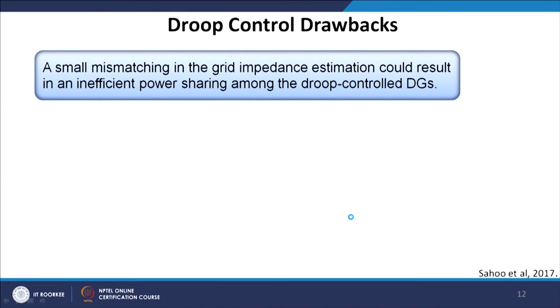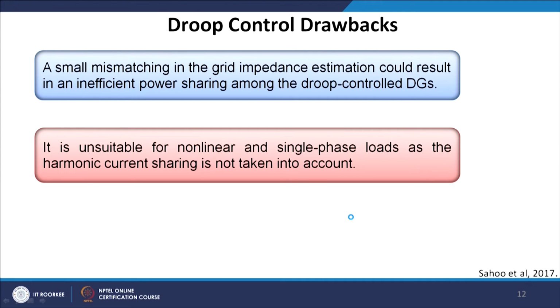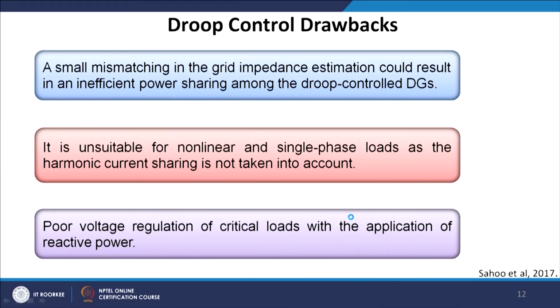Droop control drawbacks. What are the major problems or limitations of droop control applications? A small mismatch in the grid impedance estimation could result in inefficient power sharing among the droop controlled distributed generators. It is unsuitable for nonlinear and single phase loads as the harmonic current sharing is not taken into account. Poor voltage regulation of critical loads with the application of reactive power.